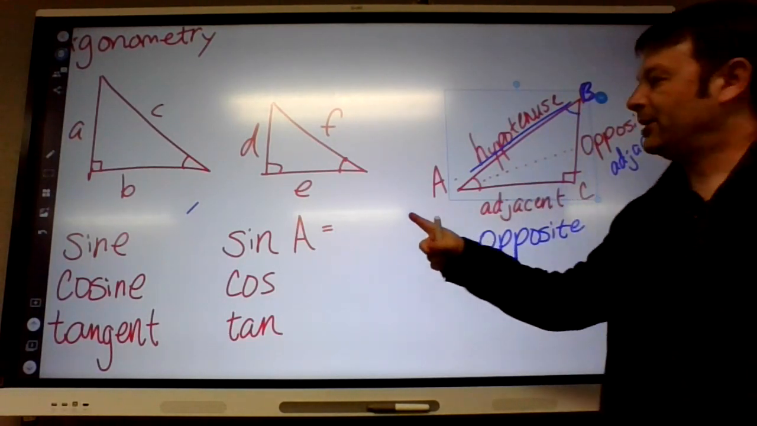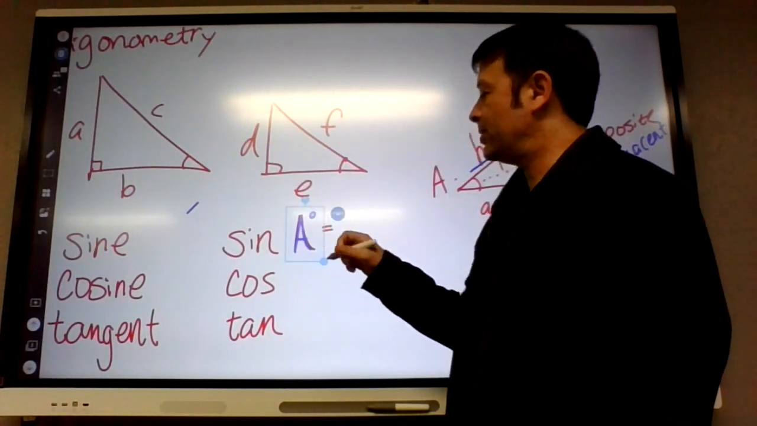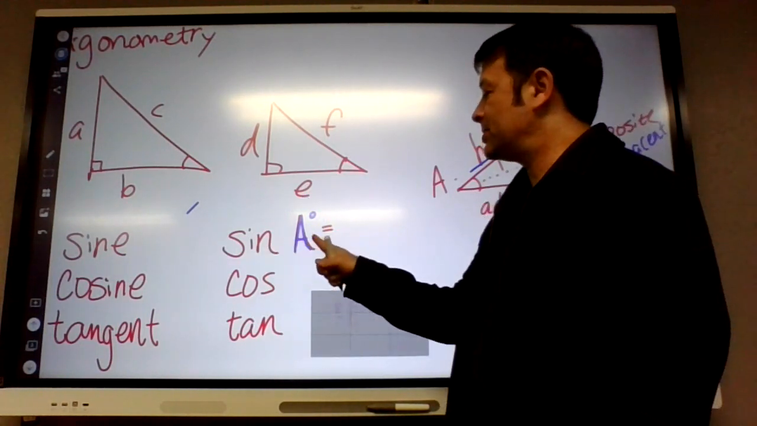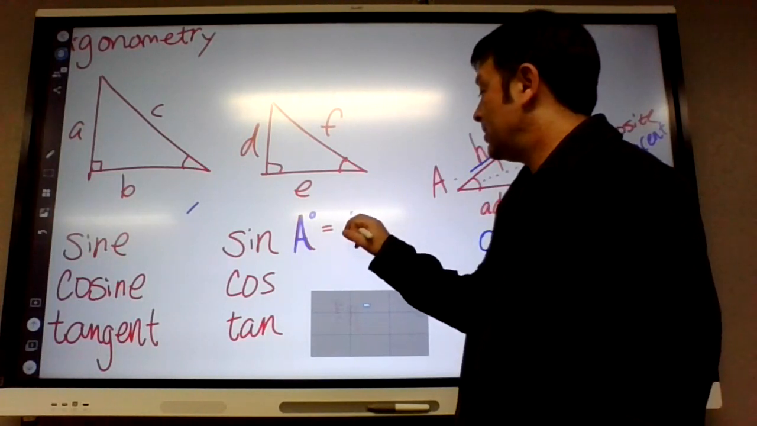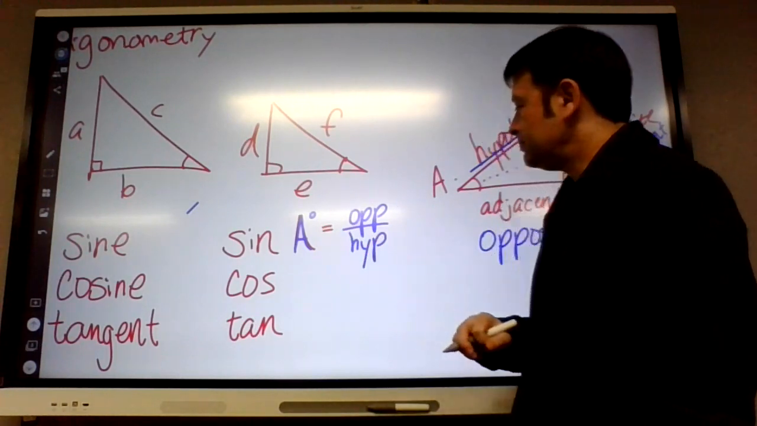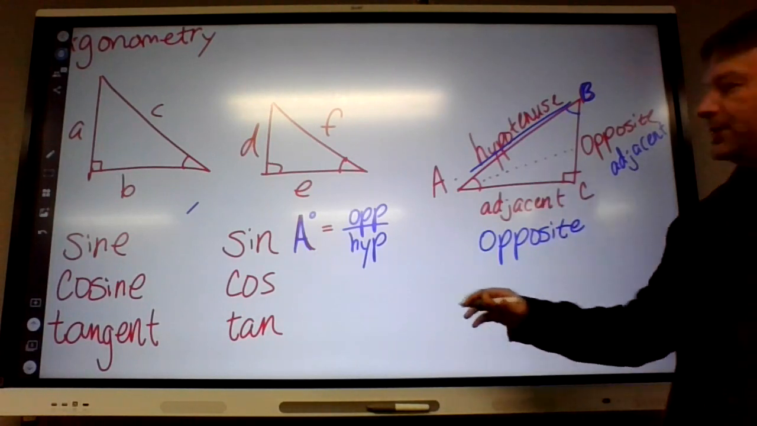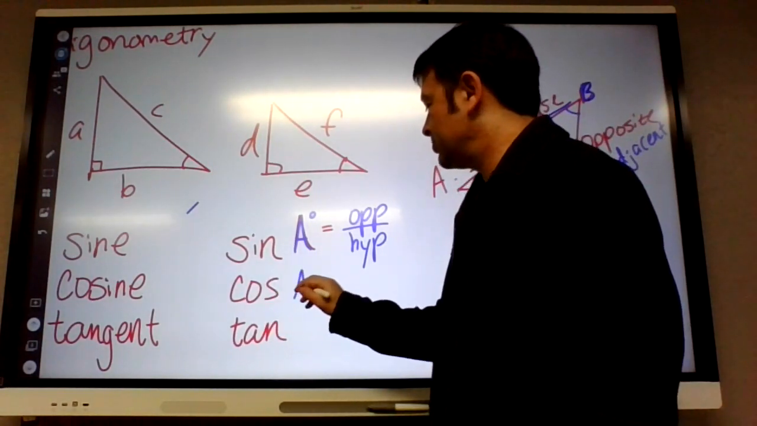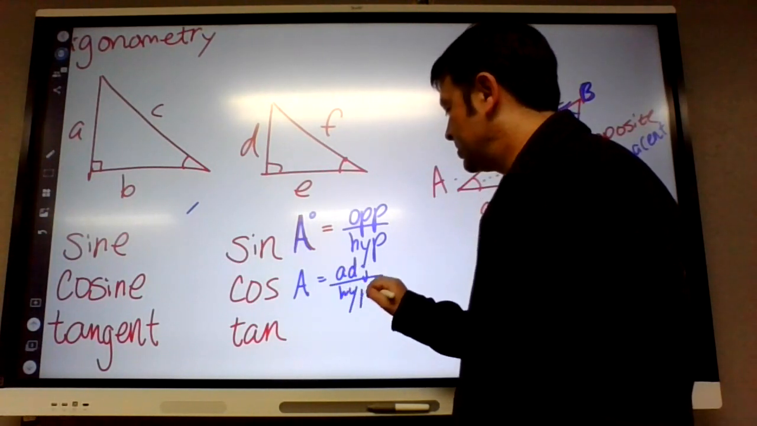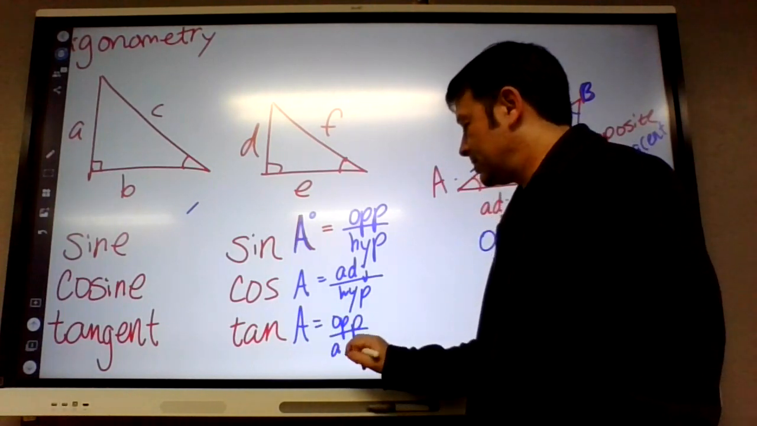Okay, so anyway, if we know an angle A, you can plug it in the calculator, and what your calculator would spit out is a ratio. The sine function, what it spits out is the ratio of the opposite over the hypotenuse. Cosine of some angle, what it spits out is the adjacent over the hypotenuse. And tangent of the angle, what it spits out is opposite over adjacent.